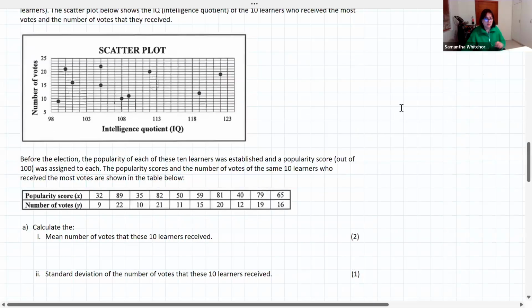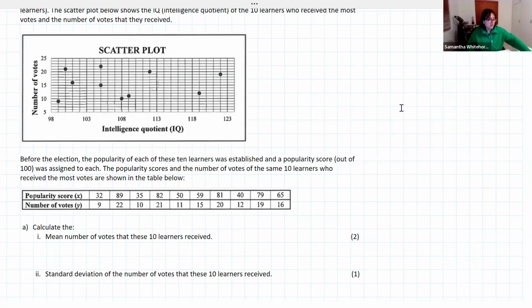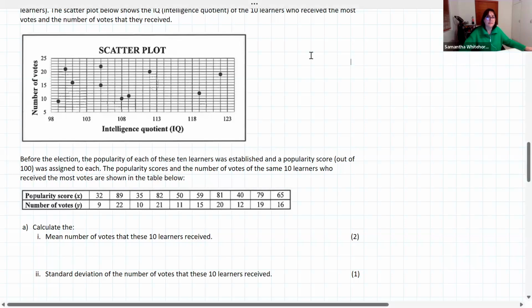So I'm going to give you 2 minutes. No, I'm not going to give you 2 minutes. I'm going to give you like 60 seconds to quickly type that data into your calculator so that you can do it with me. And then we will answer that question.